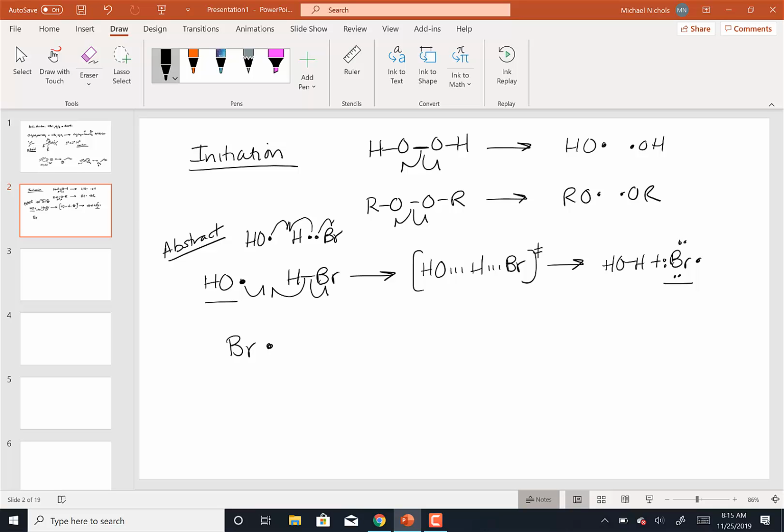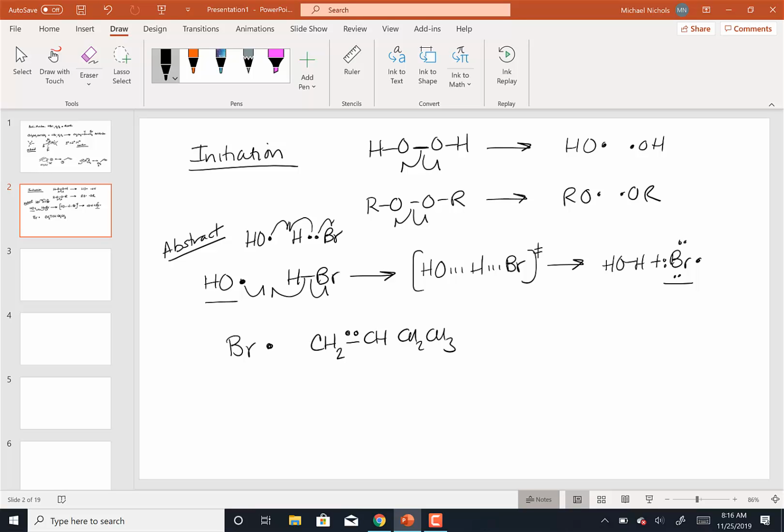All right, so then what does the Br do? The Br dot is going to add to the double bond. So I'm going to reverse my double bond here and write CH2 and then my CH with my CH2, CH3. Now, just for the sake of showing you what's happening, I'm going to write the double bond as if it was two unpaired electrons.